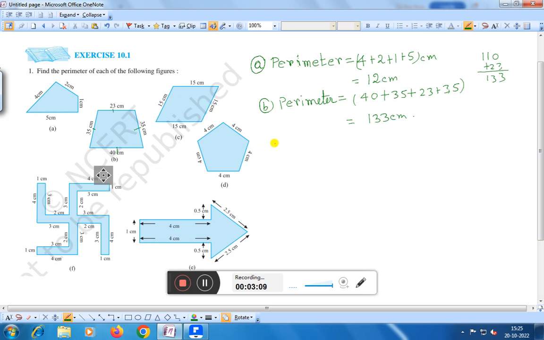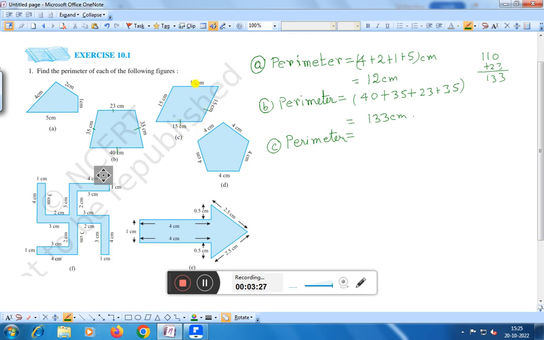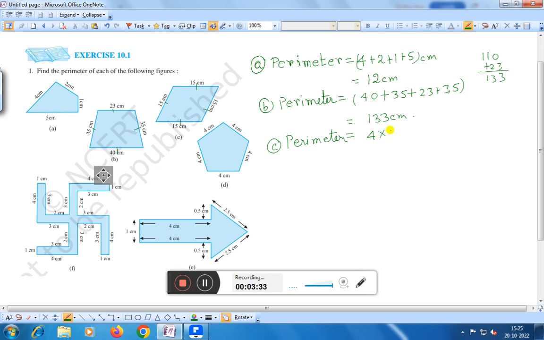Now figure C. In figure C, you will find the perimeter. We have to add all the sides. Here you see, it is 15 centimeter, 15 centimeter, 15 centimeter, 15 centimeter, right? That is 4 into 15 centimeter. 4 fifteens are 60, so the perimeter is 60 centimeter.